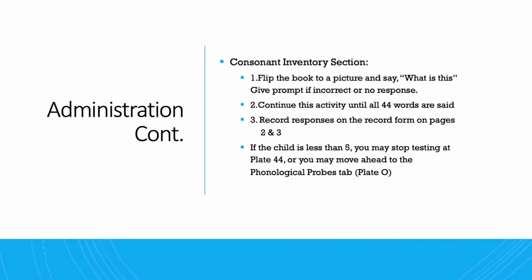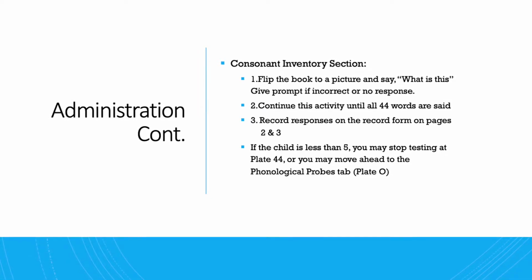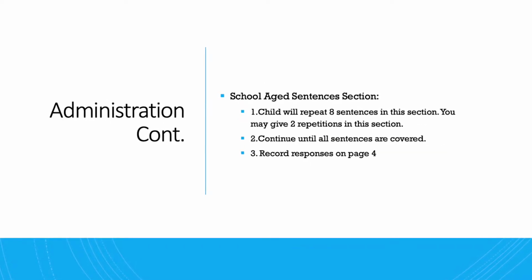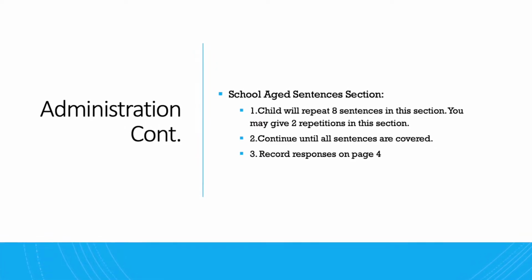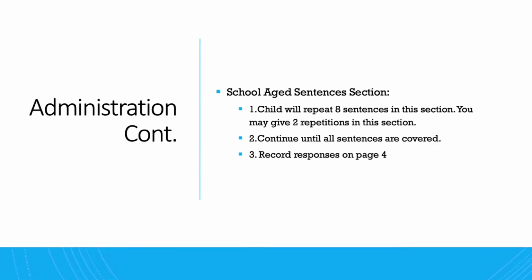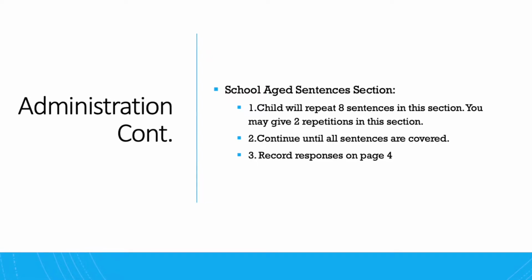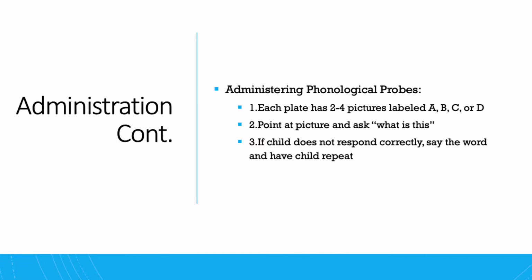If the child is less than 5, you may stop testing at plate 44, or you may move ahead to the phonological probes tab. For school-age sentences section, ask the child to repeat each sentence. The child will repeat 8 sentences. You may give them 2 repetitions. Continue until all sentences are covered. Record responses on page 4 of the articulation response form.